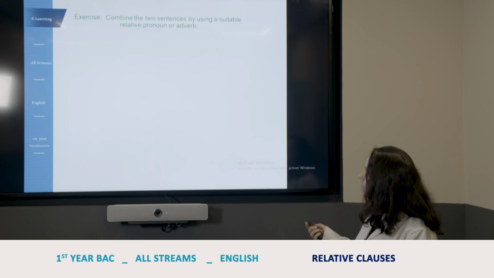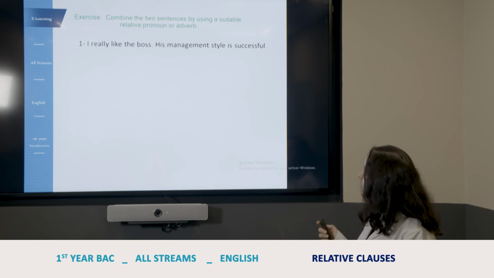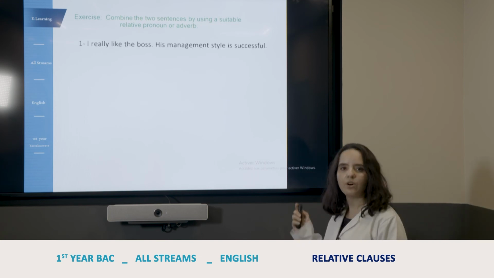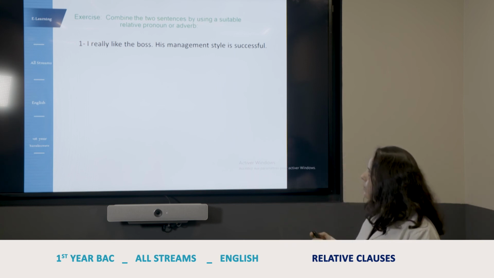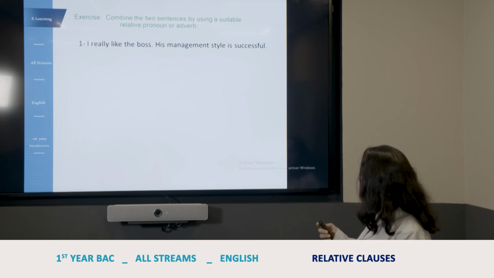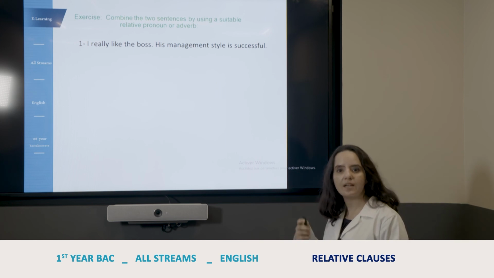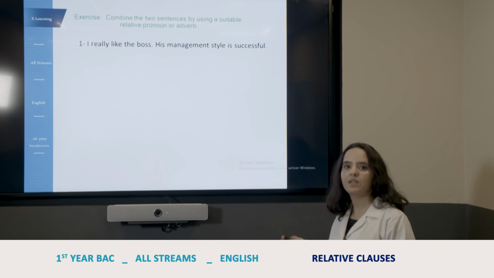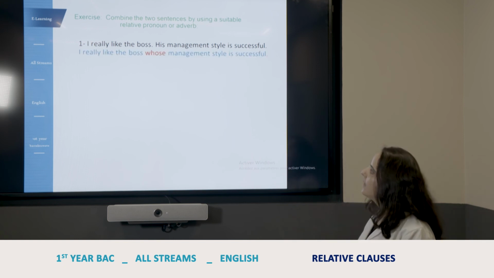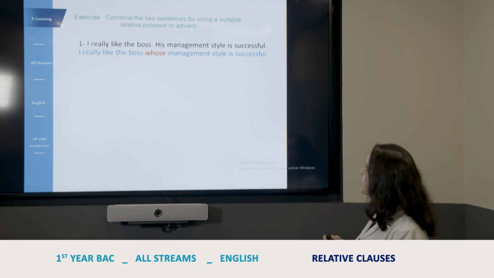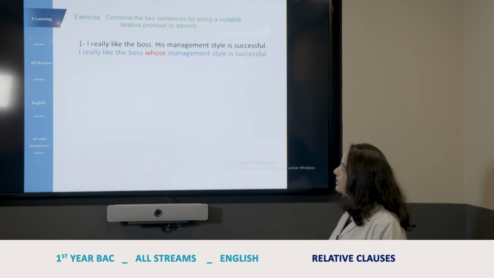Now I'd like you to combine the two sentences by using a suitable relative pronoun or adverb. Number 1, I really like the boss, his management style is successful. So here we're talking about the management style of the boss. So we need a possessive relative pronoun. And the answer is, I really like the boss whose management style is successful.